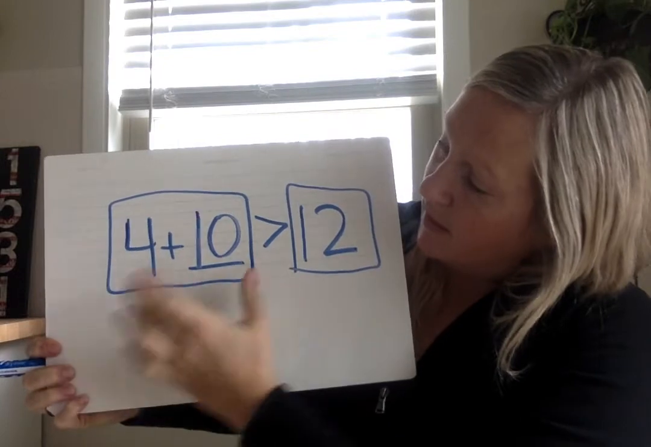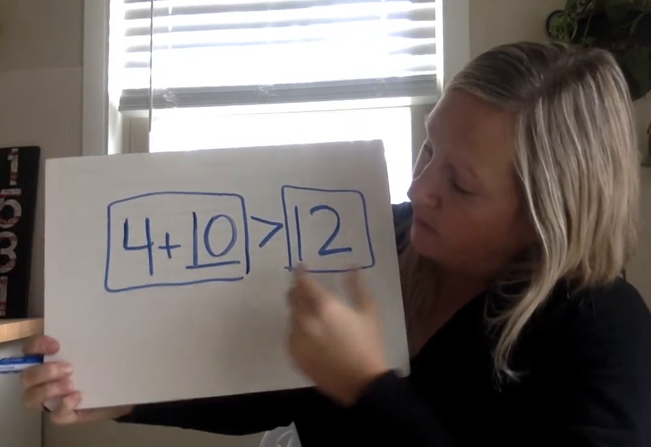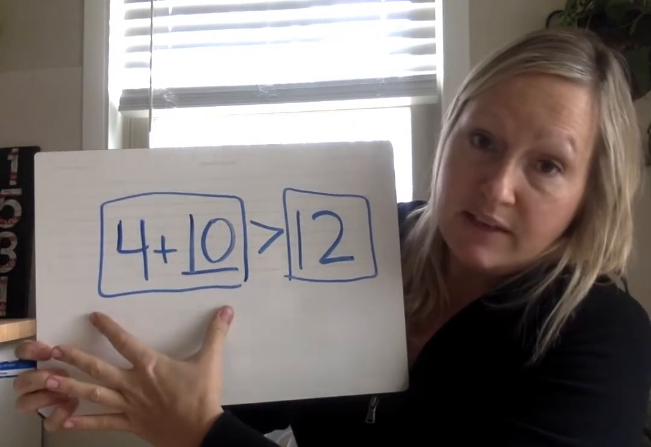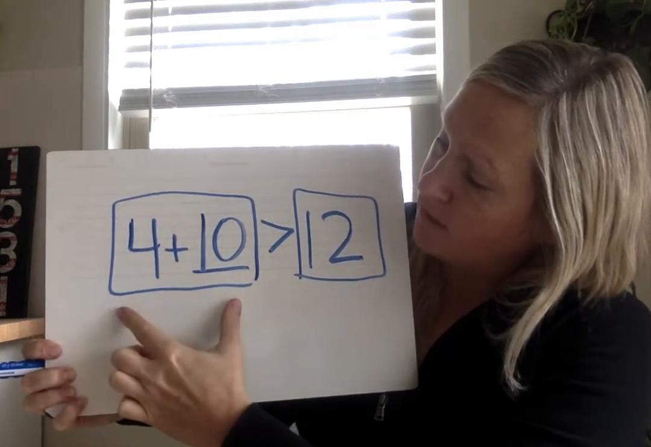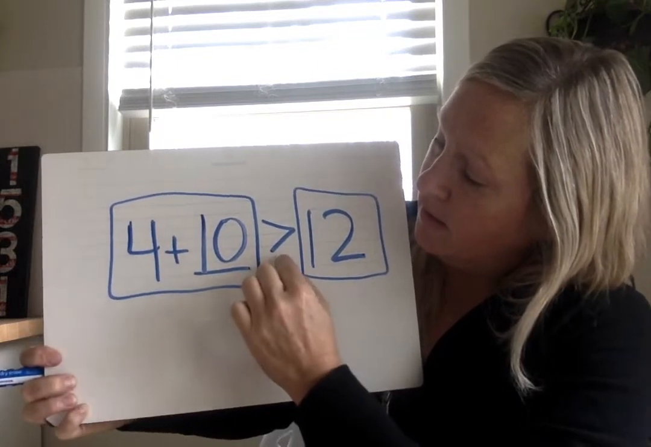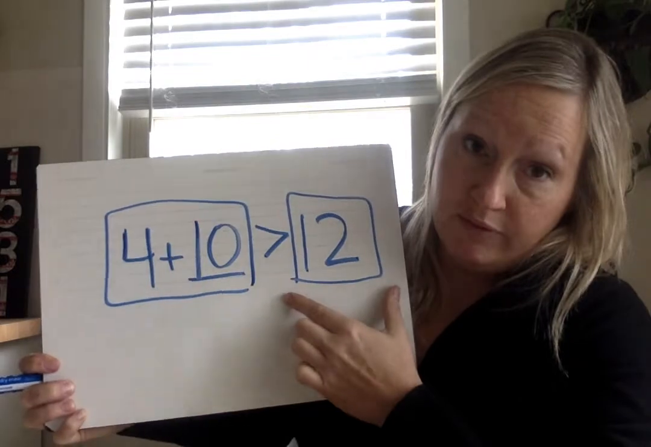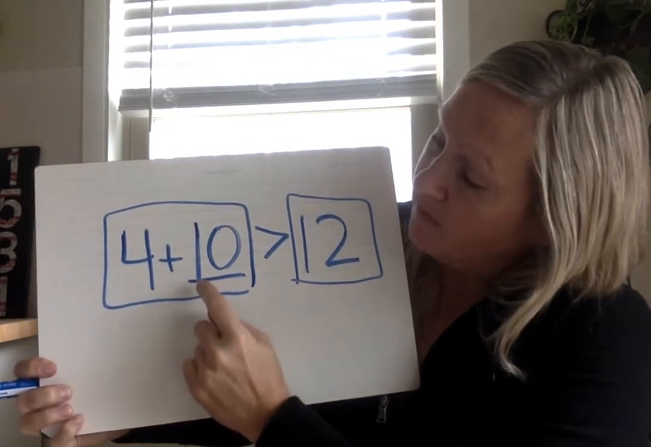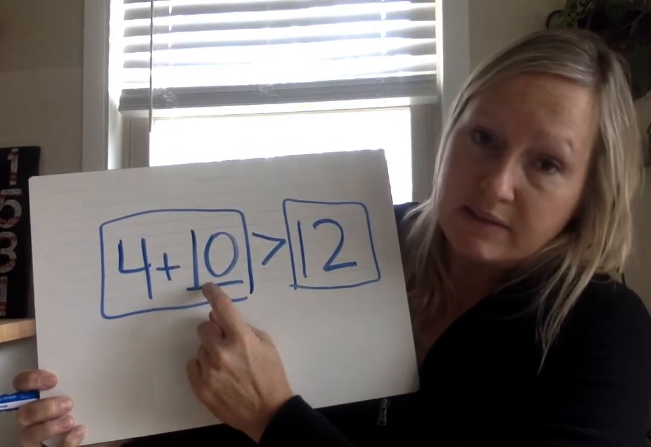And if I read this sign, this is greater than this. So let's see if I was right. 4 plus 10 is 14. 14 is greater than 12. Correct. What if I put 6?